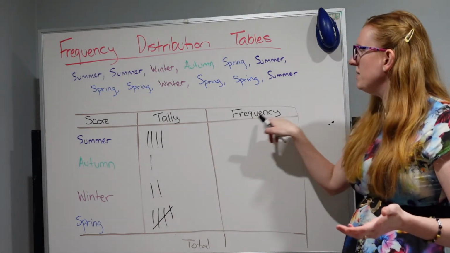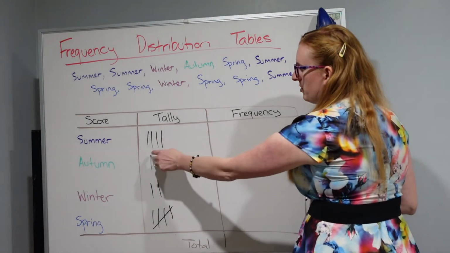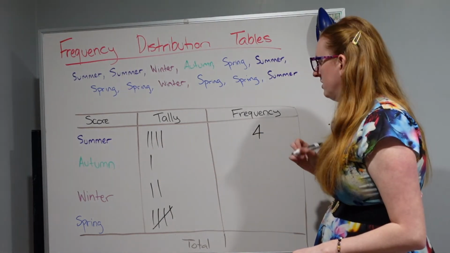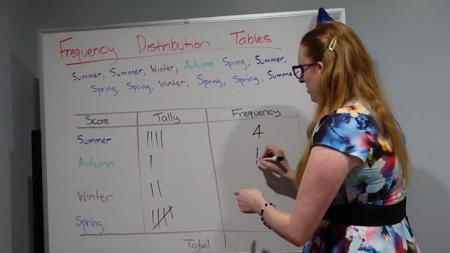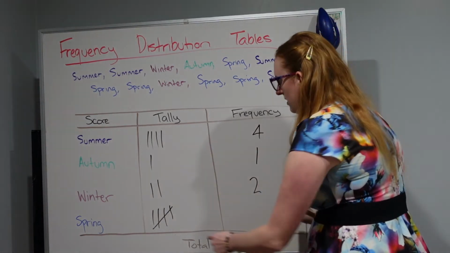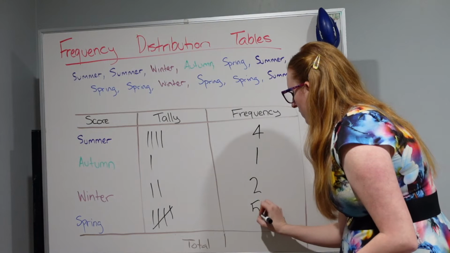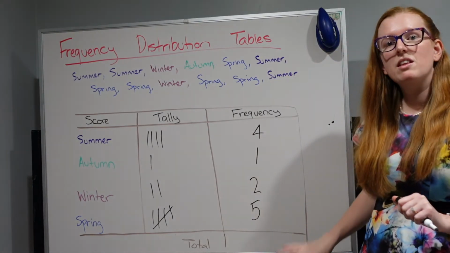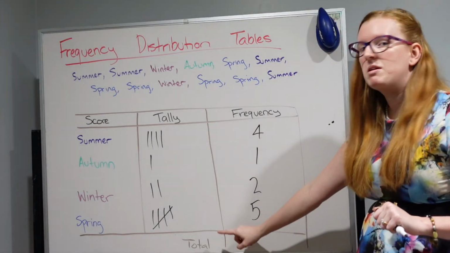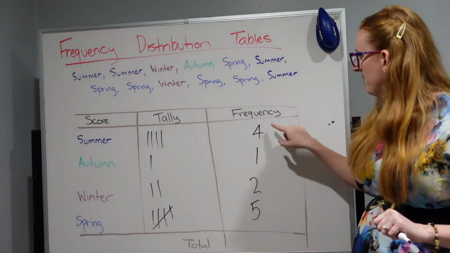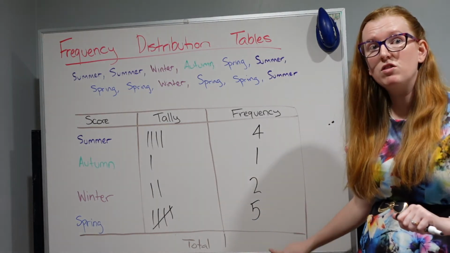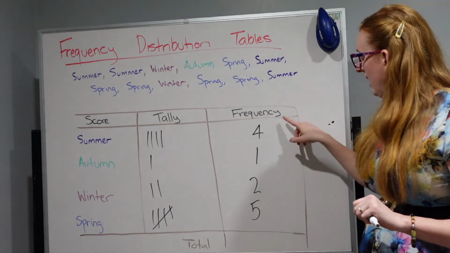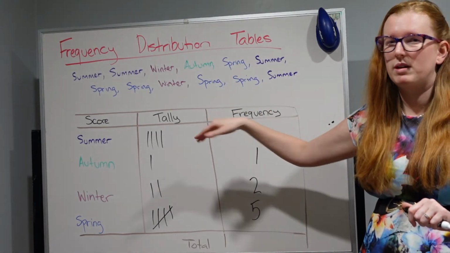So we're counting up how many people voted for summer. So 1, 2, 3, 4. So I'm going to put 4 here. 1 person voted for autumn, 2 people voted for winter, and then 5 people voted for spring. Now down the bottom here, I'm going to be putting the total. So I'm going to add these up and hopefully they add up to 12 because I had 12 people vote. If they don't add up to 12, I know that I've missed one.